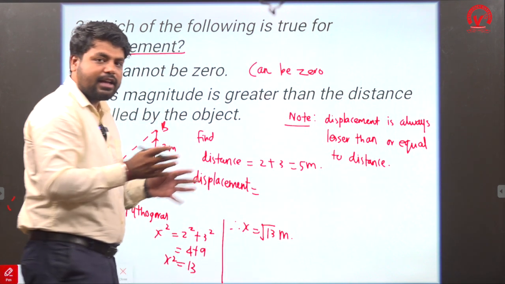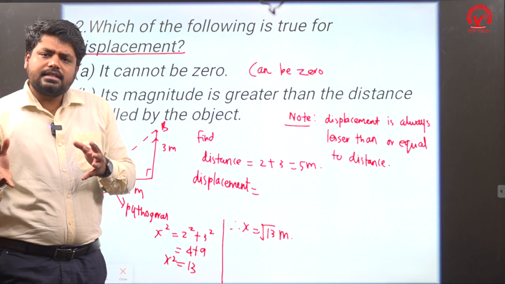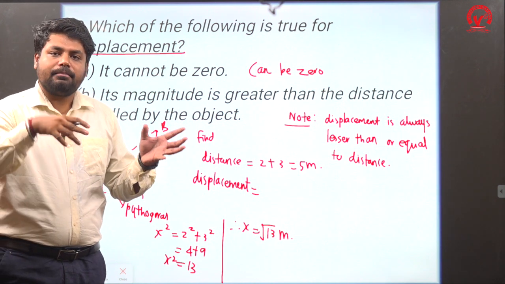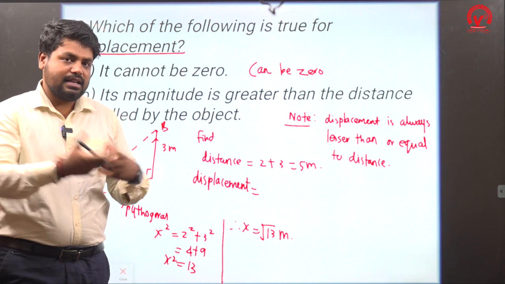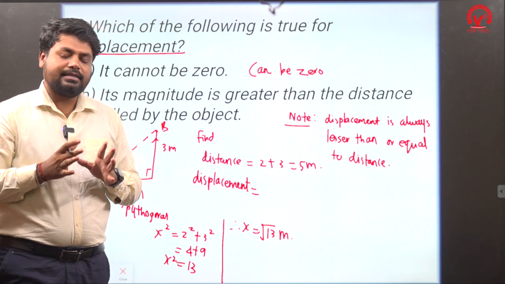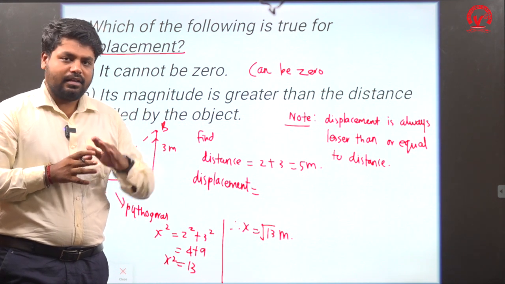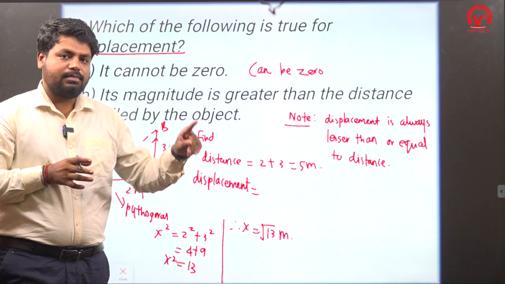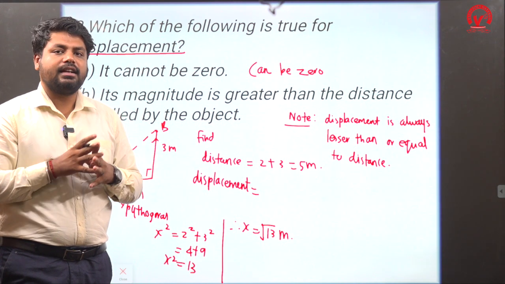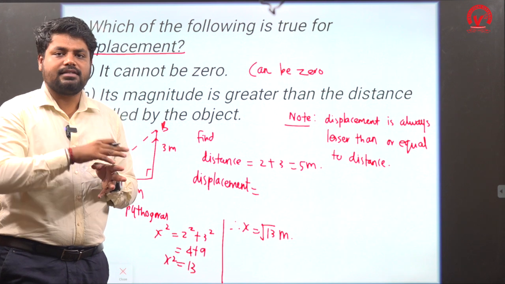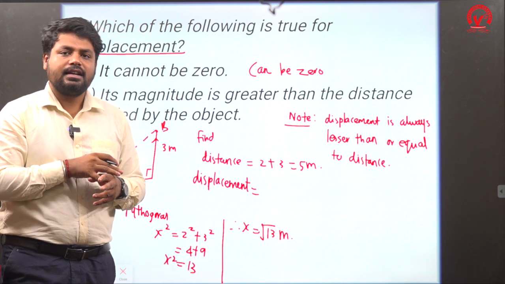So what can you learn? Distance and displacement may be equal in certain cases, but there is no chance for displacement to be greater than the distance. Displacement is always lesser than or equal to the distance.